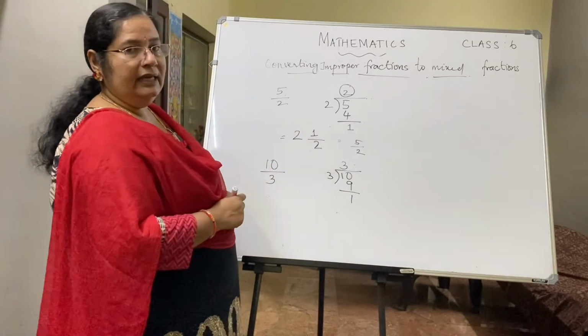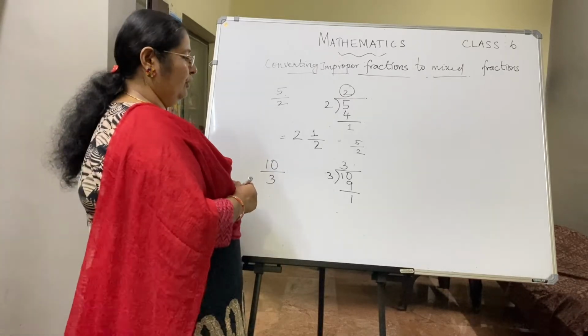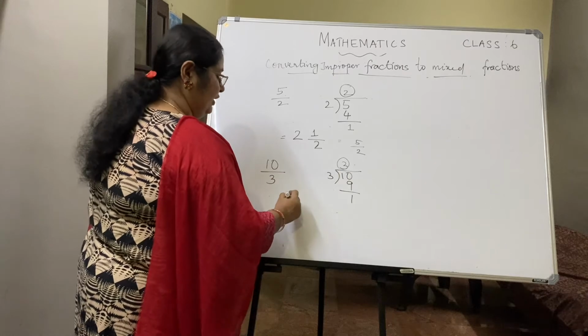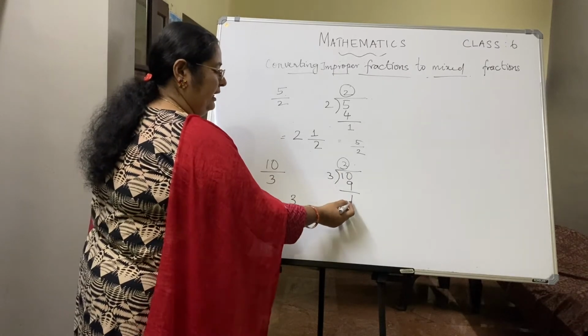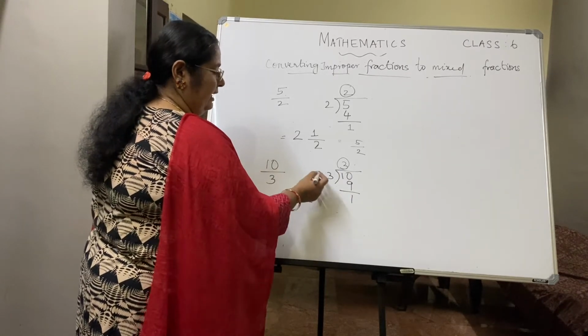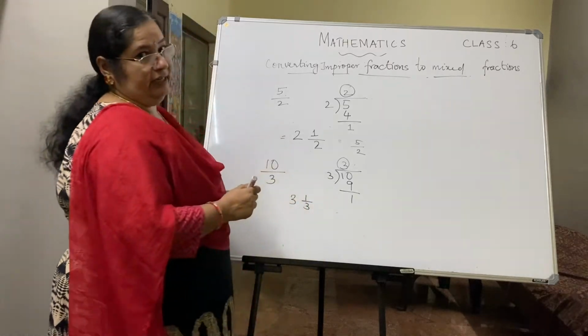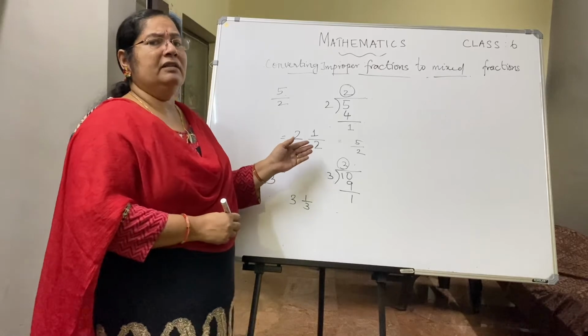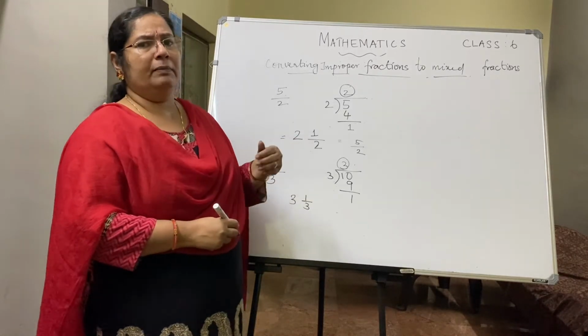So what is the mixed fraction for this? The whole number part will be the quotient 3. The numerator will be the remainder and the denominator will be the divisor. So 3 and 1 by 3. Now a doubt comes to your mind. Will it always be 3, 2 1 by 2, 3 1 by 3, 4 1 by 4 like that?